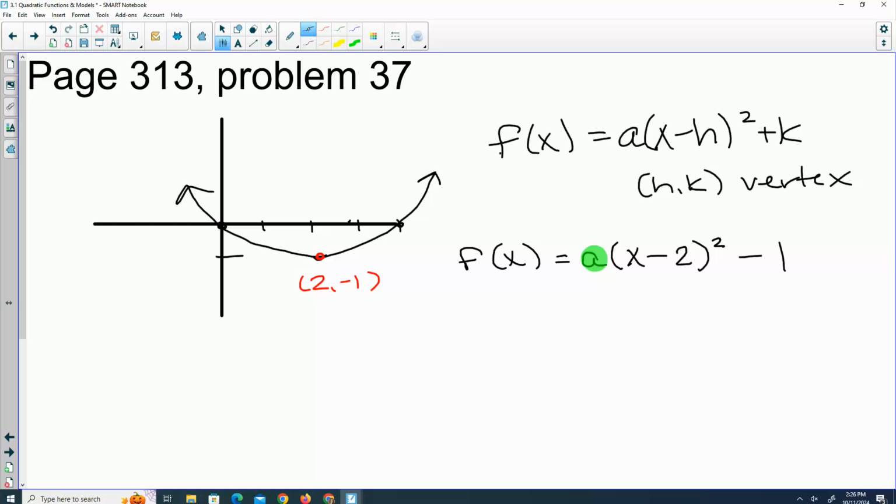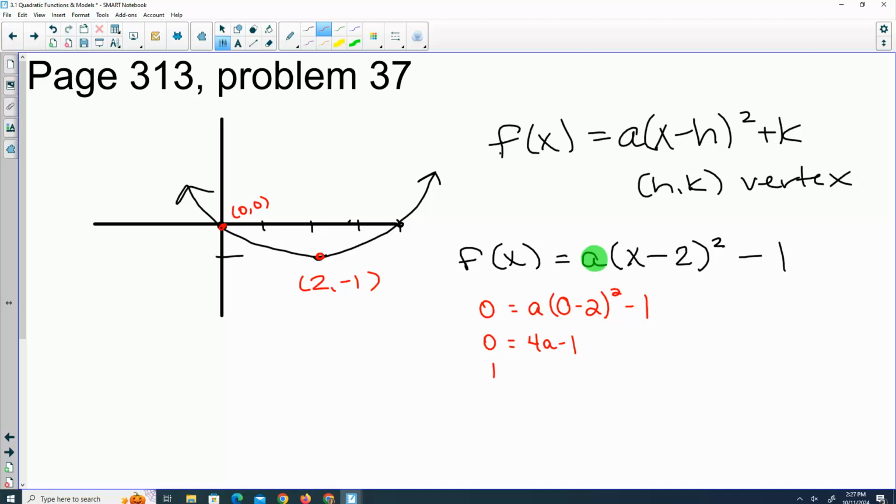Okay, the only thing that's left is I have to figure out what this a value could be. So we're going to use another point on the graph to help us. It can be any point in the world, as long as we can tell for sure. So let's go with this one. That point is (0, 0). So that means y equals 0 when x is 0. Okay, 0 minus 2 is -2. -2 squared is 4.